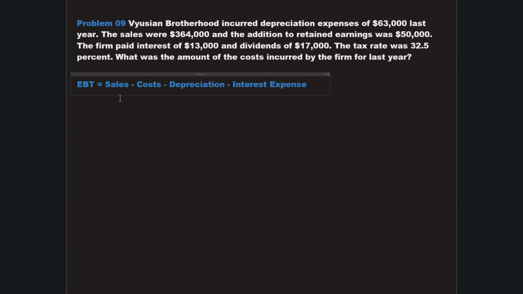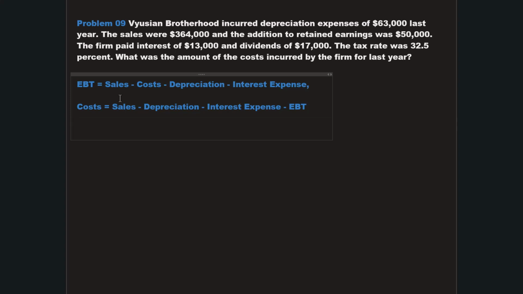So if we can figure out what EBT is, we are given the sales, we're given the depreciation, and we're given the interest expense. Hence, this will tell me costs would be equal to sales minus depreciation minus interest expense and minus EBT. So let's figure out EBT.